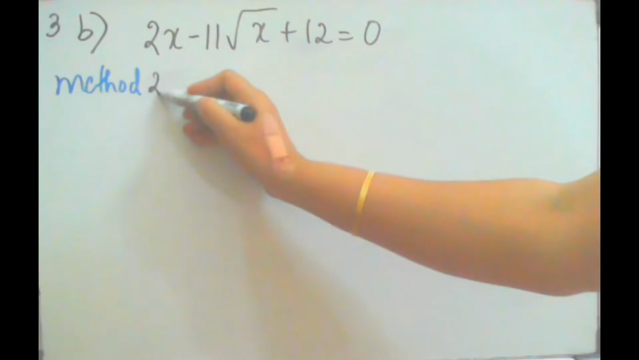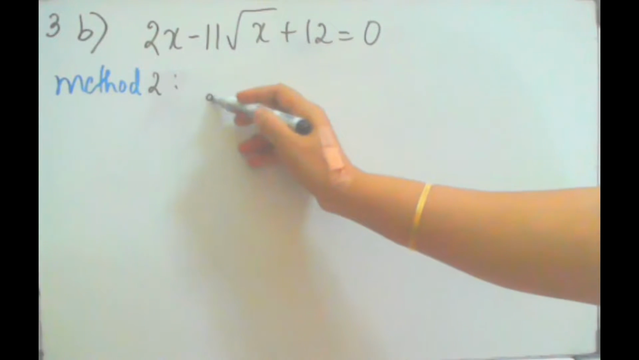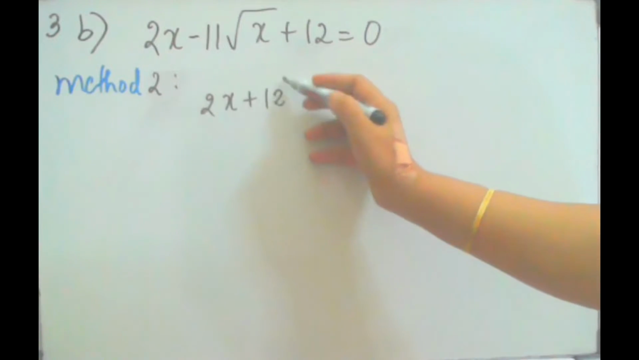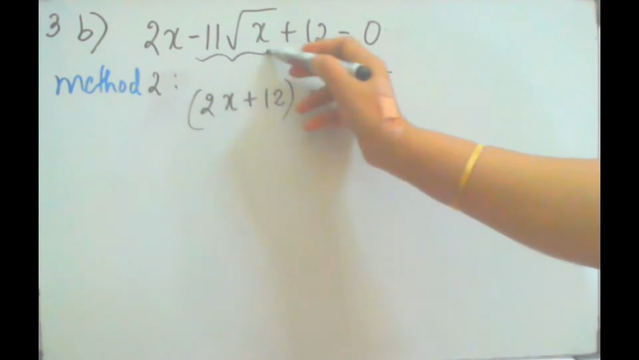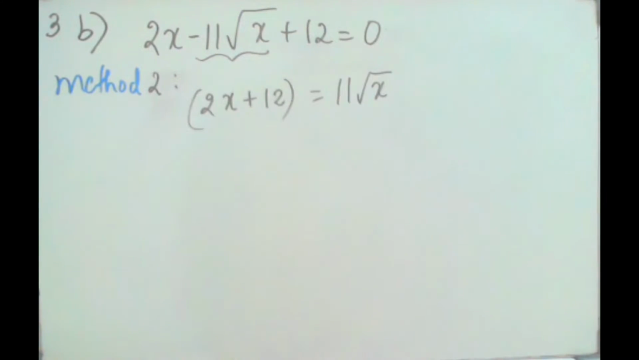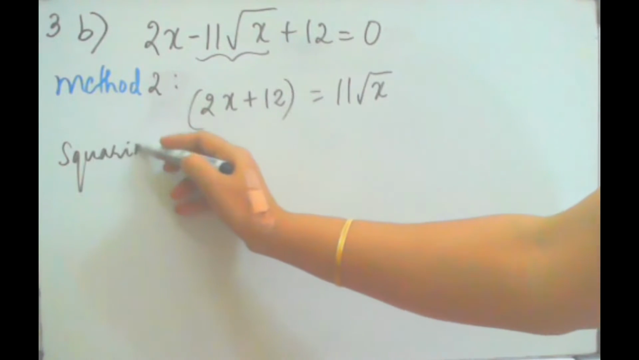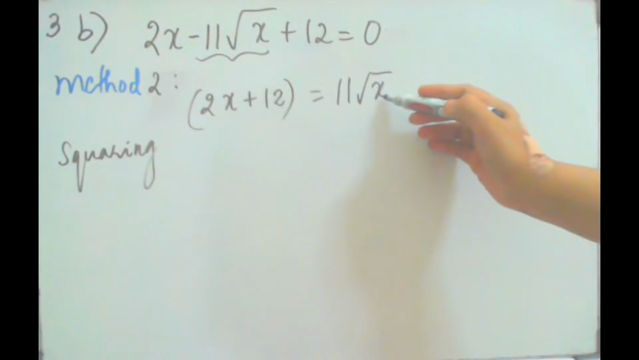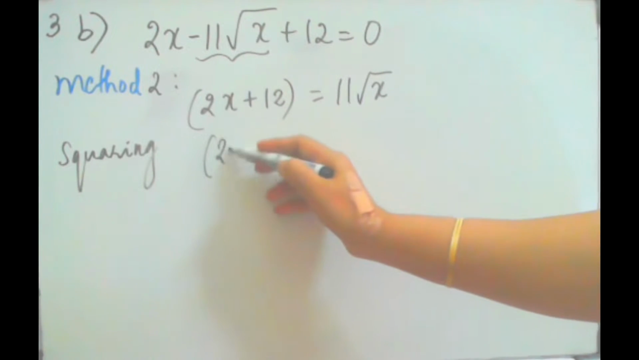Now let us solve the same equation in the second method. So here we will rearrange the equation to be like this. Take this term minus 11 root x to the other side. It becomes plus 11 root x, and club the other two terms together. Now we will square. Why we need to square? Because we want to get rid of the square root sign. So squaring on both sides, what do we get?